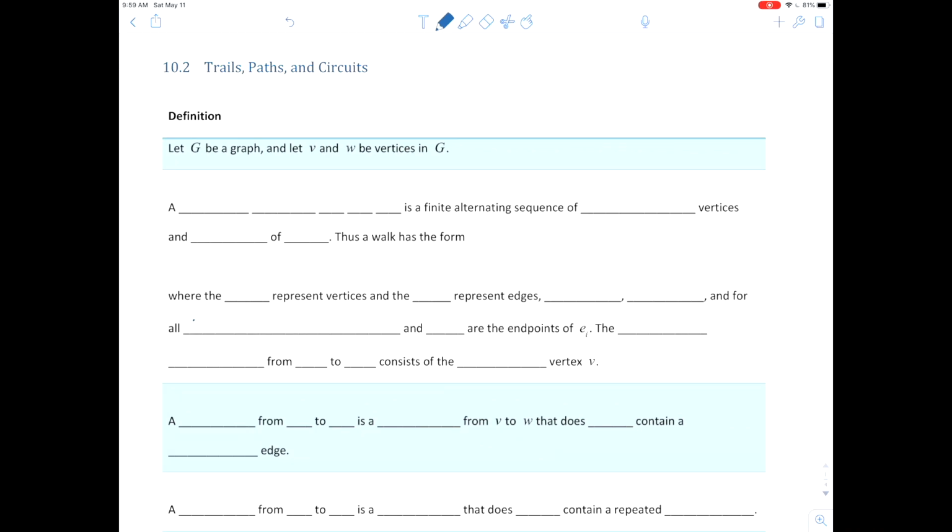Hey there, it's Shannon Myers, and today we'll be looking at trails, paths, and circuits as they relate to discrete math. So this next definition is a page long.